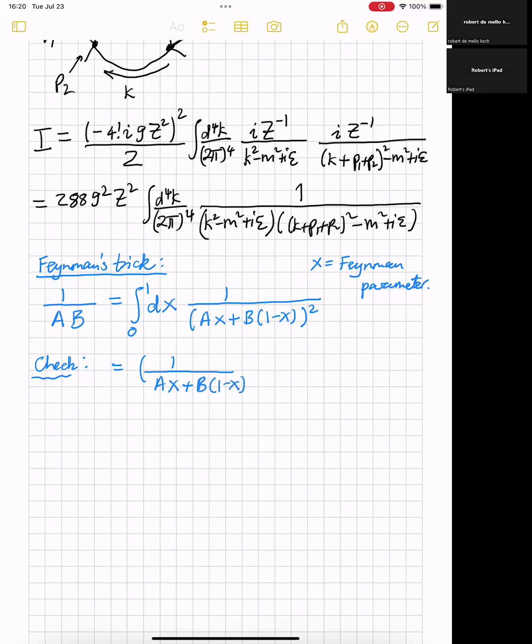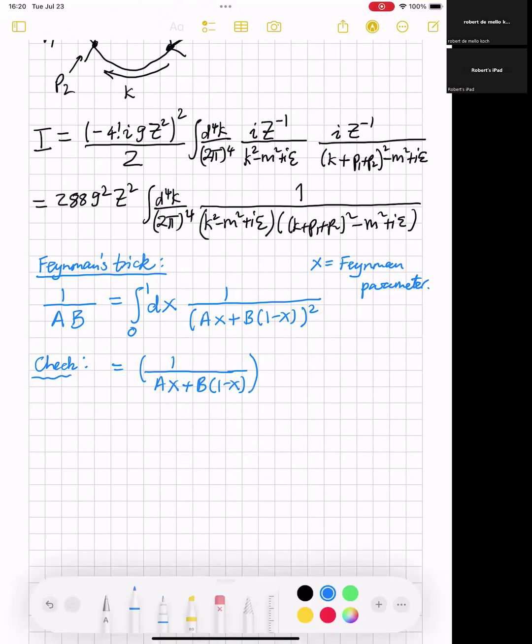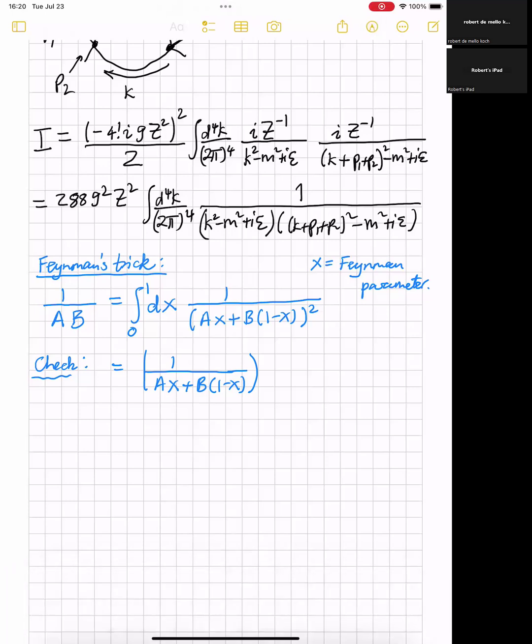How do I know whether this guess is correct or not? Well, I could just differentiate it and see if I get back the correct answer. So let's differentiate this. If I differentiate this, I get 1 over that squared. Actually, I get minus 1 over that squared, so the sign is wrong. But then I also need to multiply by the derivative of the denominator with respect to x. And that derivative will be a from the first term minus b from the second. So I can fix both problems by multiplying by 1 over b minus a.